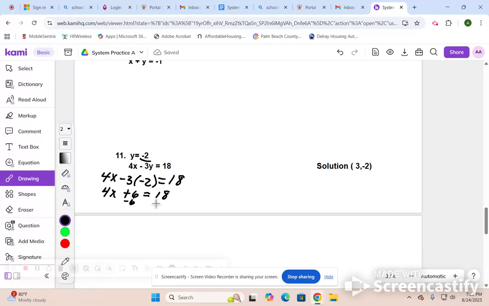Subtract 6 from both sides. So that means 4x equals 12. That means x equals 3. So x is 3. As you can see right here, x is 3. How do we find y? Well, we don't have to find y. We already have y. Okay, it's right there. y equals negative 2. So actually, once you find x, you are done with a problem like that because you already have y.